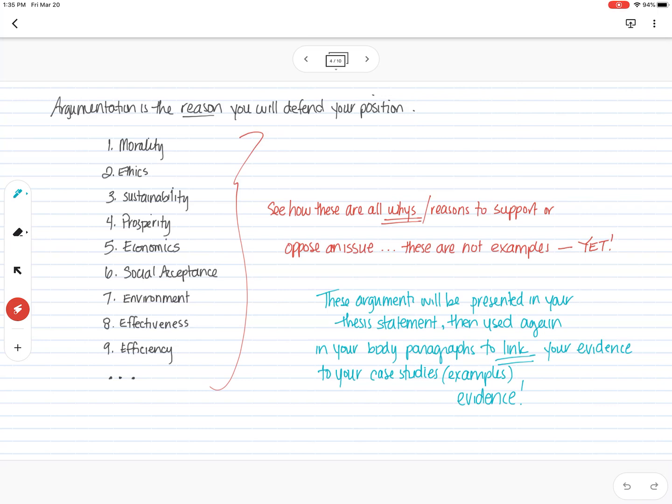So these arguments will be in two key places throughout your essay. They will be presented in your thesis statement, and then they are going to be used again in your body paragraphs in order to link the evidence to your case studies. So they do serve a purpose.